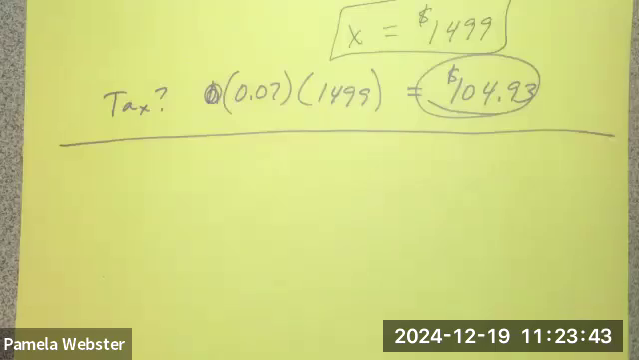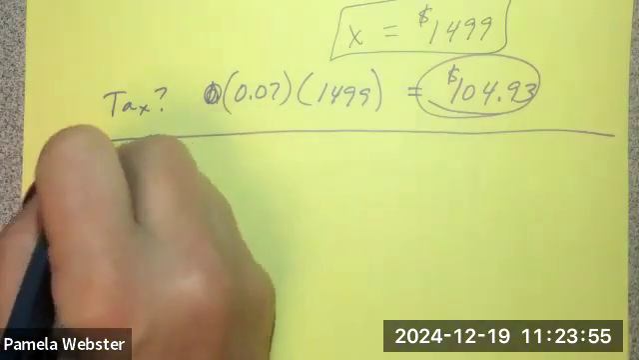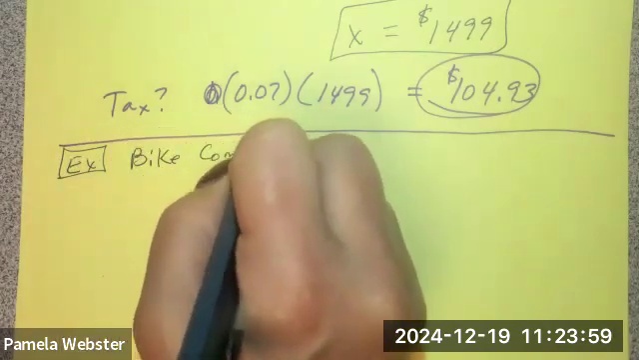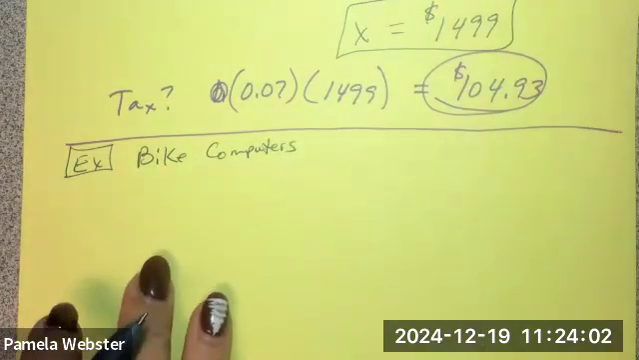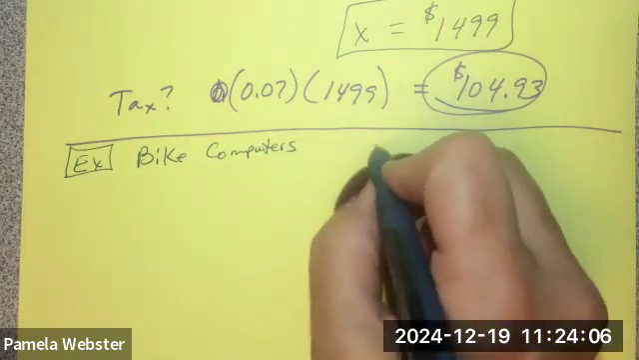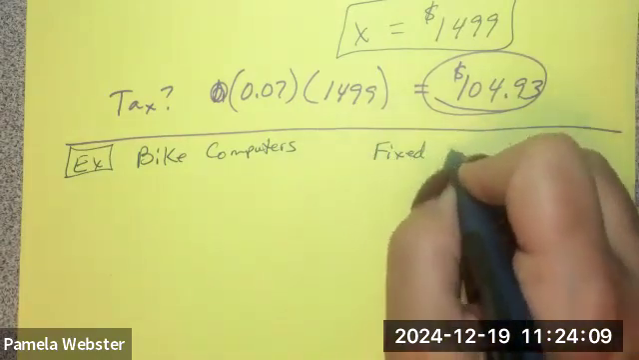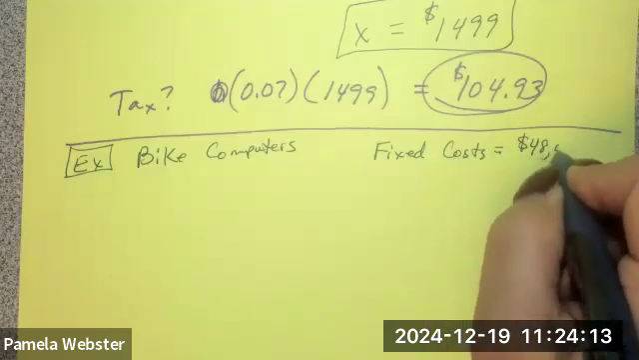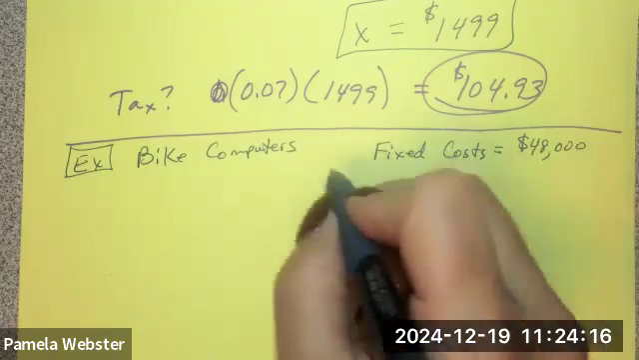Okay, I think I have one more example on this, and then I'll call this a video. For this section, it is an example about bike computers. So apparently, you own a company that's working to create computers for bikes, and here's what you know. You have fixed costs of $48,000, and you have variable costs.